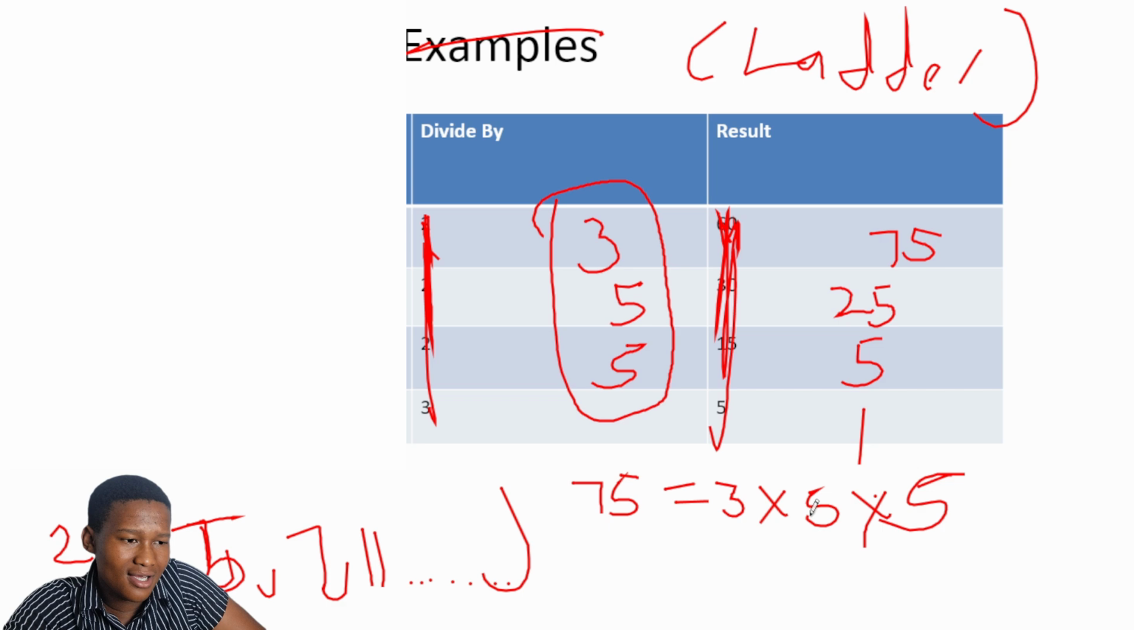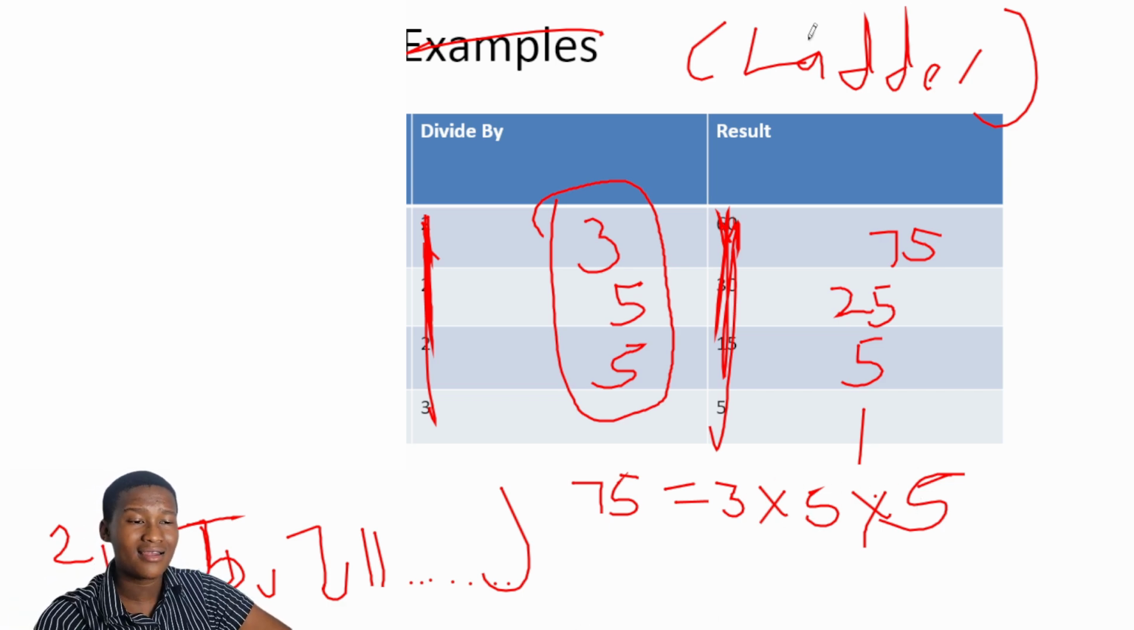You can check it. 3 times 5 is what? 15. 15 times 5 is 75. So by using the ladder method, we can break 75 into a product of prime numbers.